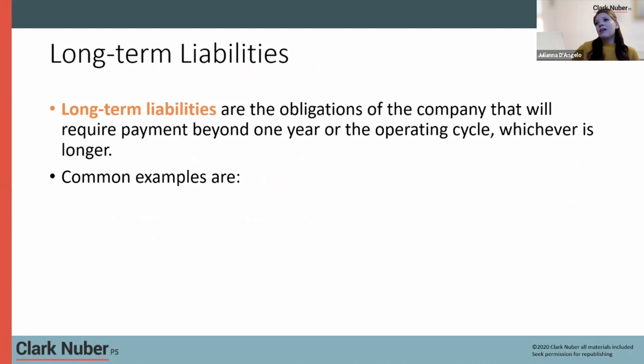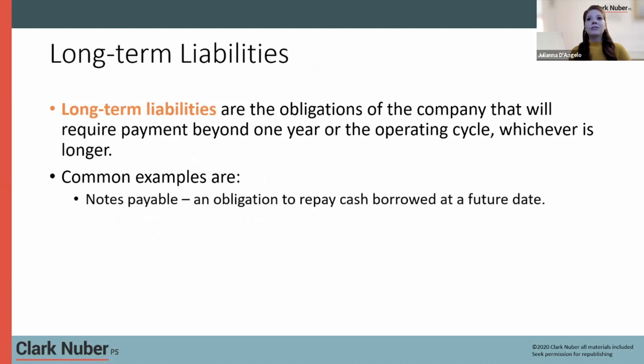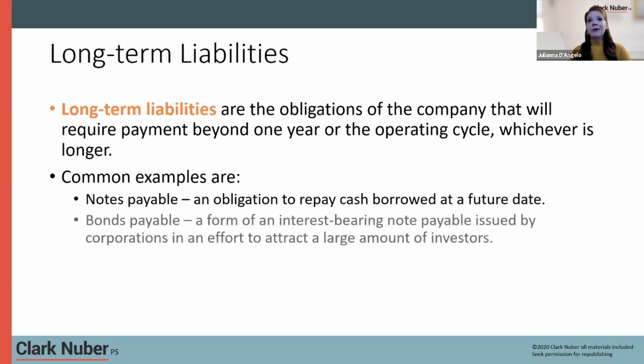Long-term liabilities are obligations of a company that will require payment beyond 1 year. Common examples are notes payable, which is an obligation to repay cash borrowed at a future date, so that's a loan. A bond payable, not as common, but they still are out there. It's a form of interest-bearing note payable issued by corporations in an effort to attract a large amount of investors.